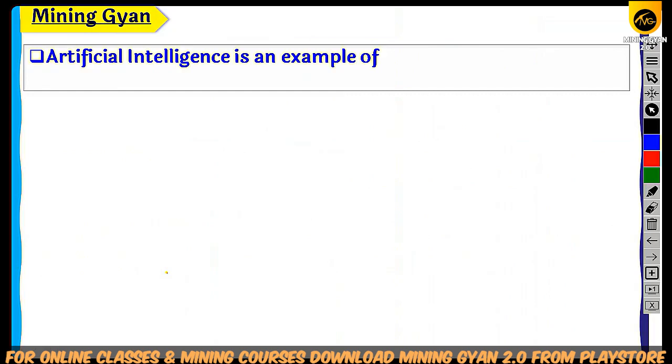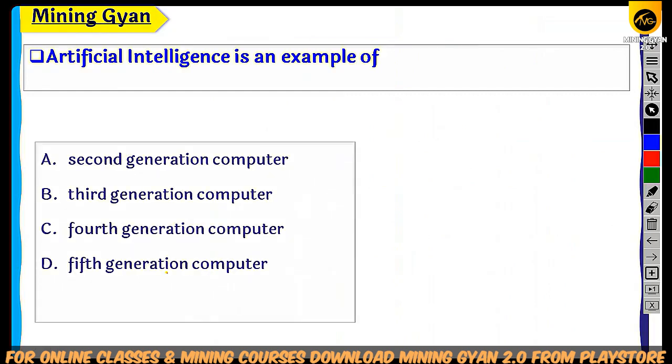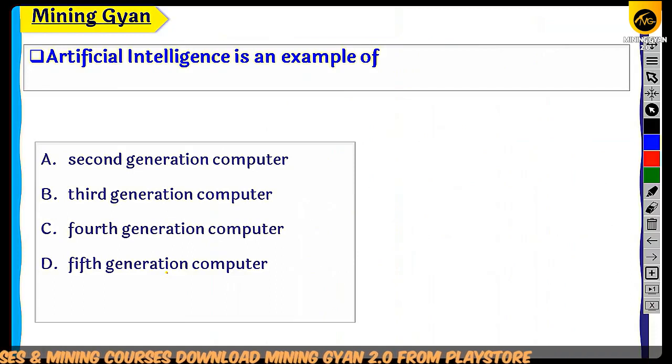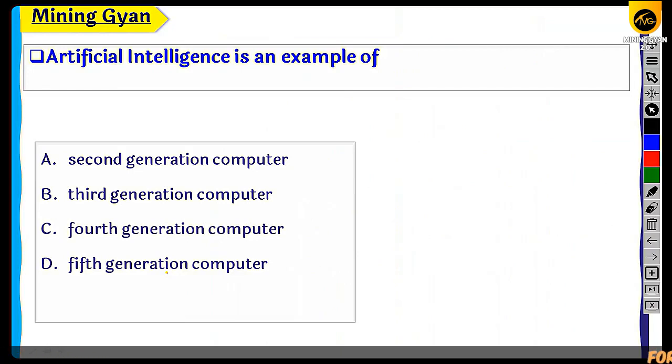Artificial intelligence is an example of second generation computer, third generation computer, fourth generation computer, or fifth generation computer. It's basically a common answer. You can say that artificial intelligence is the latest technology in the field of computing. So you can easily choose the fifth generation computer, which is basically present day computing technology. So artificial intelligence or AI computing is the fifth generation computer. Okay, so option D is the correct answer, fifth generation computer.